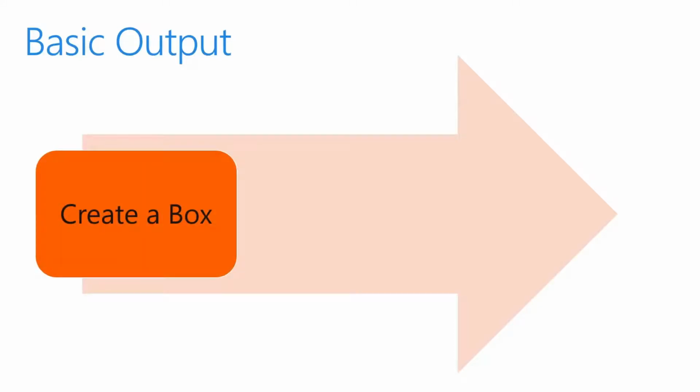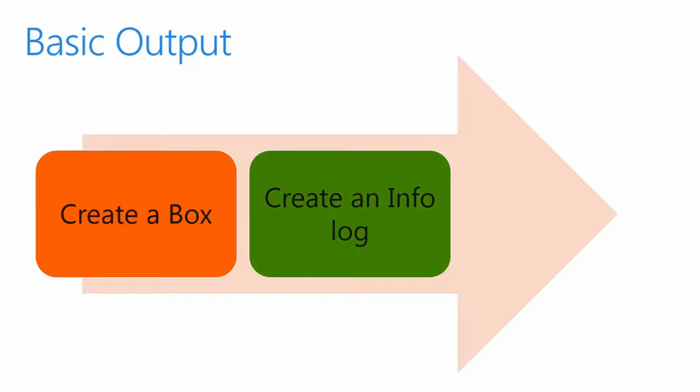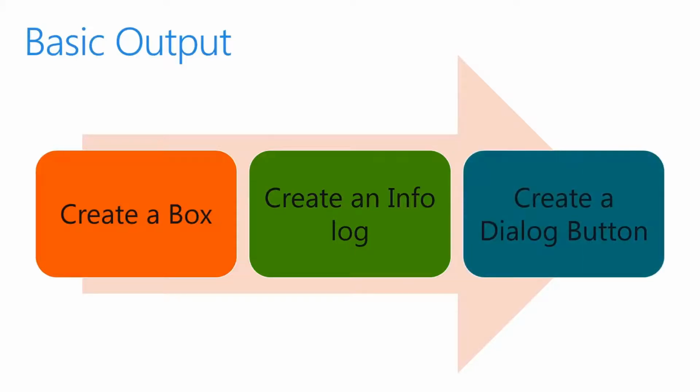Let's now take a look at some basic output. So first, we have create a box. To create a box with X++ code, you would use box followed by 2 colons, and then you can have the type of box. So for instance, you might have info, you might have warning, you might have error. Then you would specify the type, and then you can also specify either yes or no. And you can also create a dialog button for these as well.